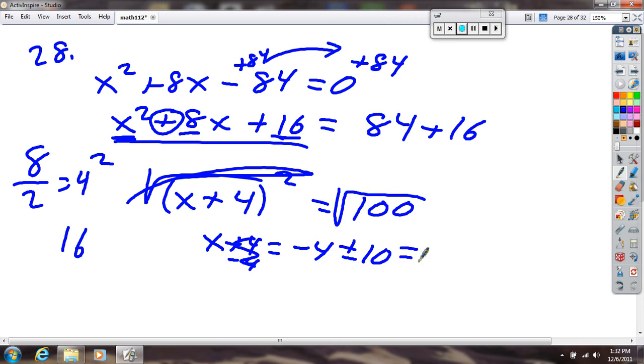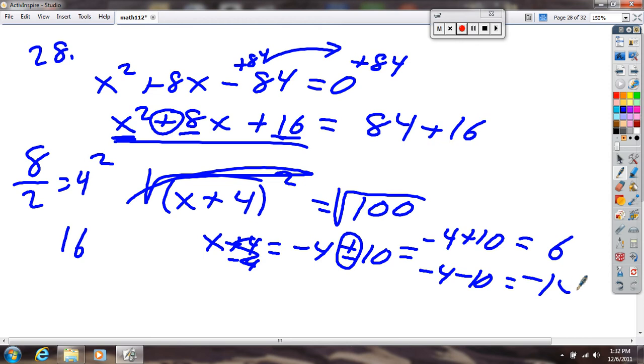Take this and go negative 4 plus 10 and negative 4 minus 10. Plus and minus 10, right there it is. So what's negative 4 plus 10? 6. What's negative 4 minus 10? Negative 14. And those are the two answers that work in this problem. That's problem 28.